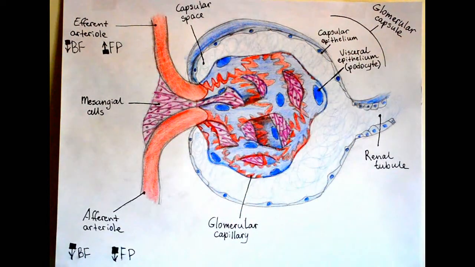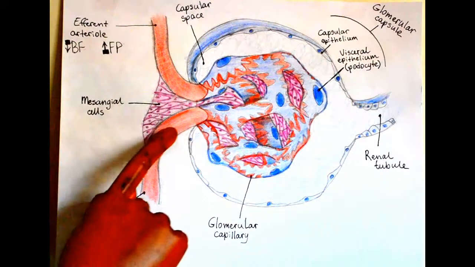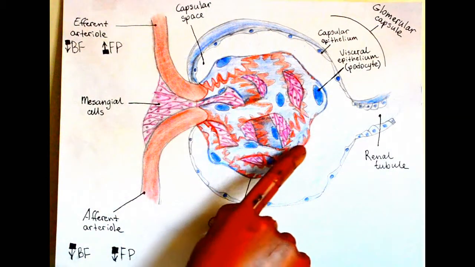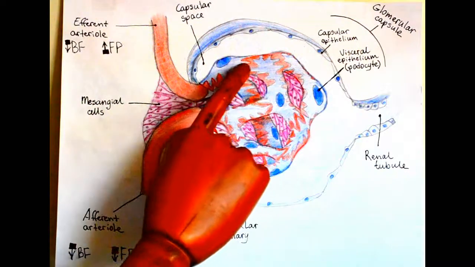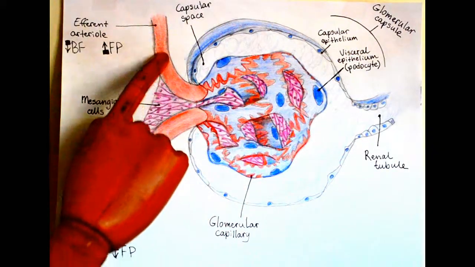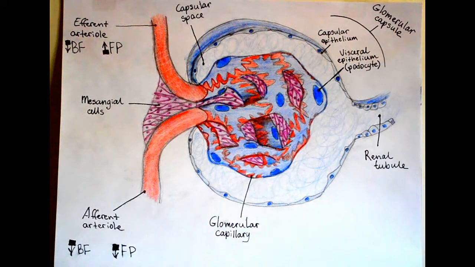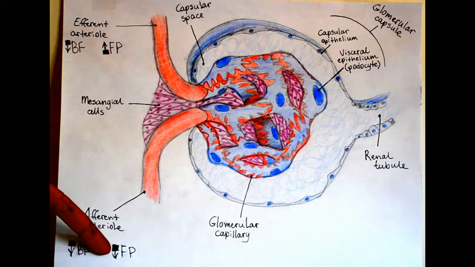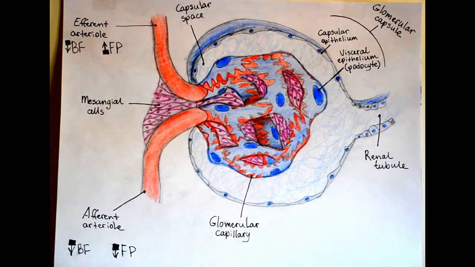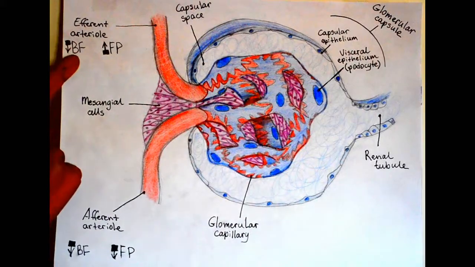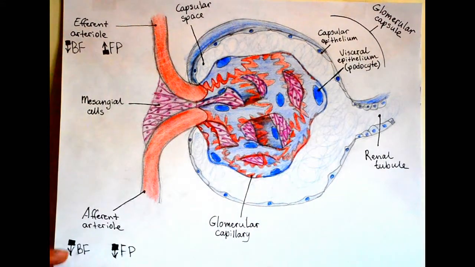Glomerulus receives its blood supply from the afferent arteriole of the renal circulation, which diverges into the capillaries of the glomerulus, and drains into the efferent arteriole, which forms from the convergence of the capillaries of the glomerulus. These arterioles consist of smooth muscle. The constriction of the afferent arteriole decreases both blood flow and filtration pressure, whereas constricting the efferent arteriole decreases blood flow but increases filtration pressure.